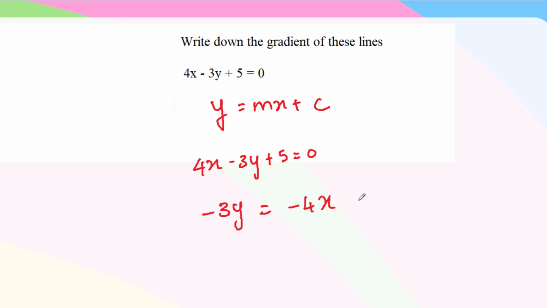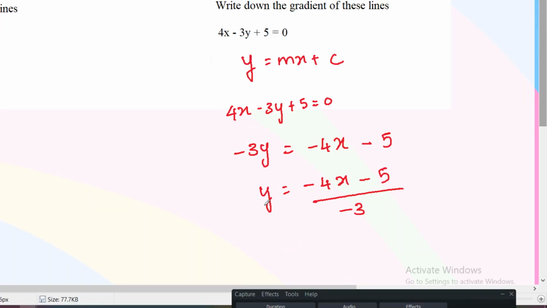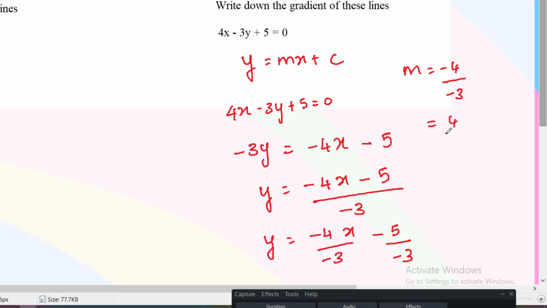Now it is close to y equal to mx plus c. But here instead of y, you have minus 3y. I want the coefficient of y as 1. So y equal to (minus 4x minus 5) by minus 3. After this, y equal to minus 4x by minus 3 minus 5 by minus 3. Now what is the gradient? y equal to mx plus c. So here what is m? The coefficient of x. M is minus 4 by minus 3, that is equal to 4 by 3. So the gradient of this line is this one.